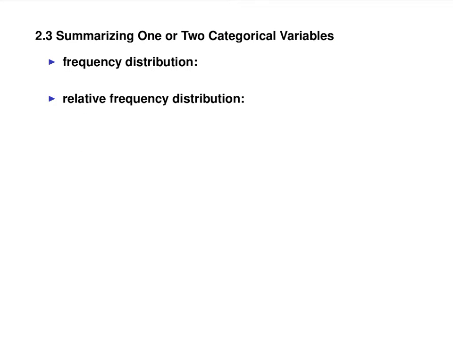So let's begin by discussing how to summarize one or two categorical variables. Two different things we can do are find a frequency distribution and a relative frequency distribution, and here is what those are. A frequency distribution is a list of all categories and their frequencies.